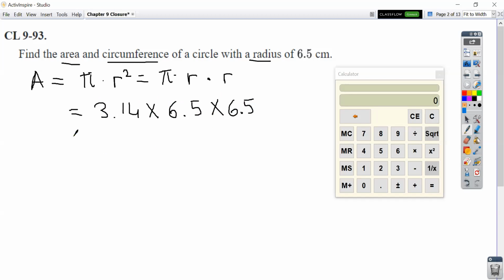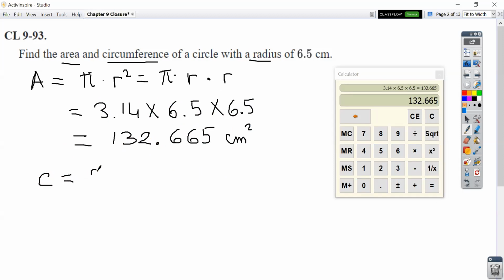Okay, so let's have the answer now. 3.14 times 6.5 times 6.5. We have 132.665 centimeter squared units. Circumference is the distance around the circle.